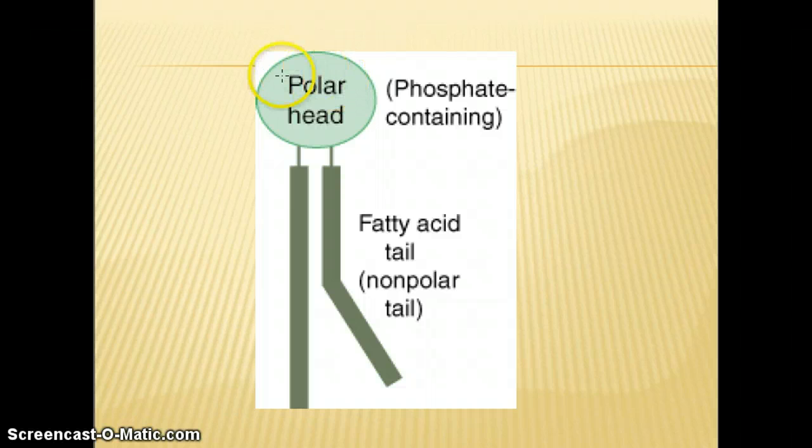Here's a look at just a simplified version of what a phospholipid would look like. So here's the phosphate-containing water-loving head portion, and then our two fatty acid chains which do not like water. So this would be the hydrophobic portion of the phospholipid.